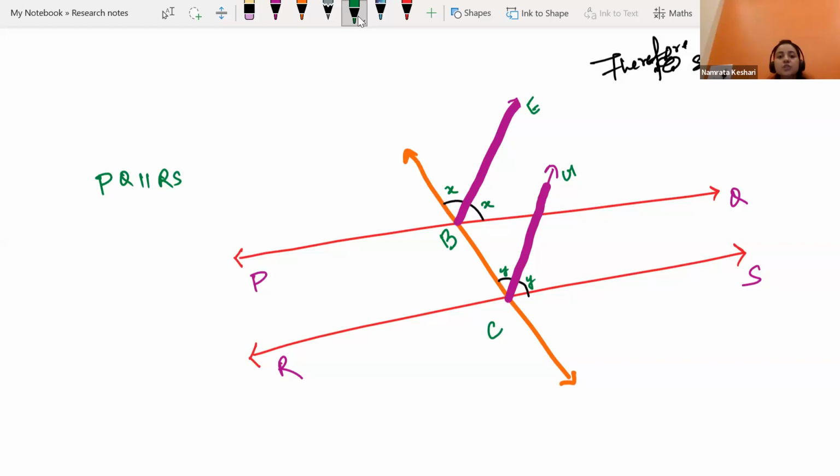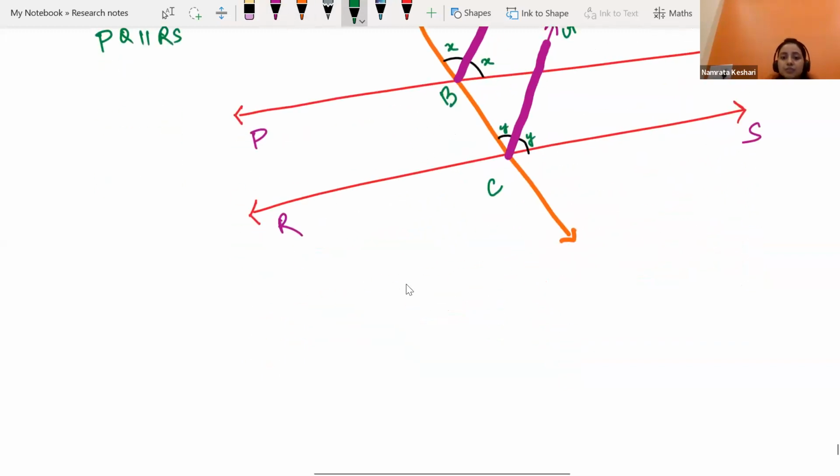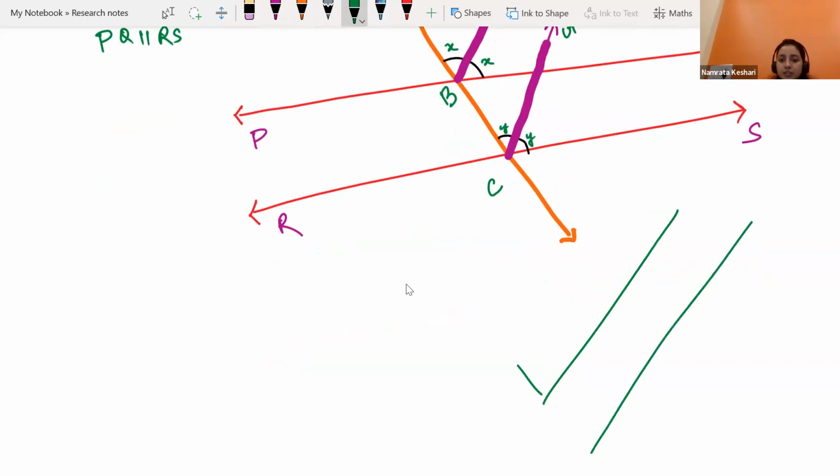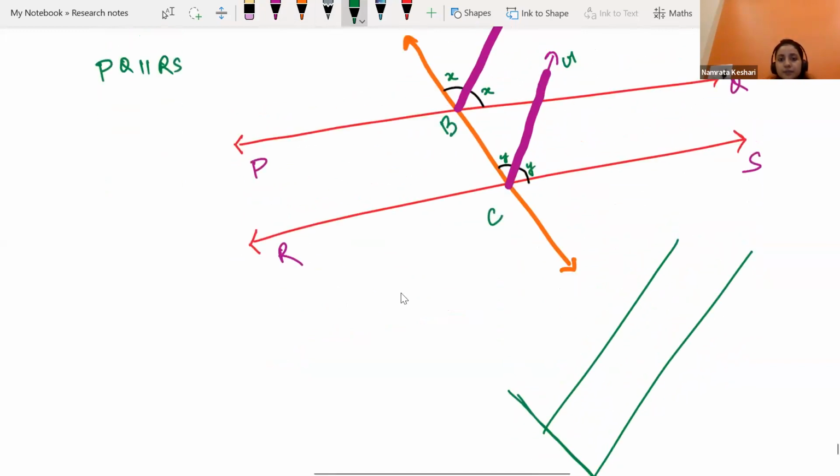This much information we already have. We have to show that PQ is parallel to RS. Now, if we focus on these two lines which are parallel to each other, and there is a line like this which acts like a transversal over here. Now, can we say that?